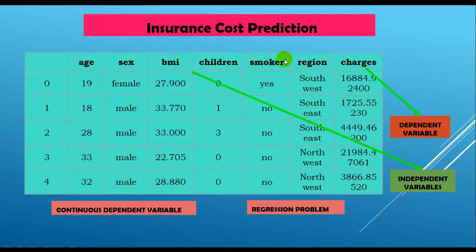As you can see over here, smoker, yes or no. Region, beneficiary's residential area in the US, which contains 4 values: northeast, southeast, southwest, and northwest. And our dependent variable, charges, individual medical costs billed by the health insurance. So we are going to predict charges based on age, sex, BMI, children, smoker, and region. Let's get started. So now let's jump to Jupyter Notebook.